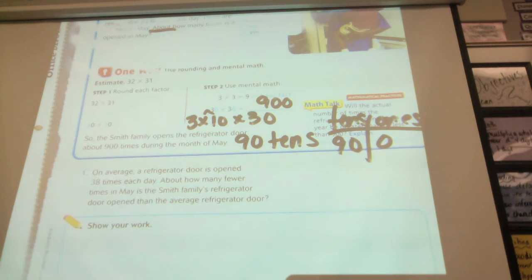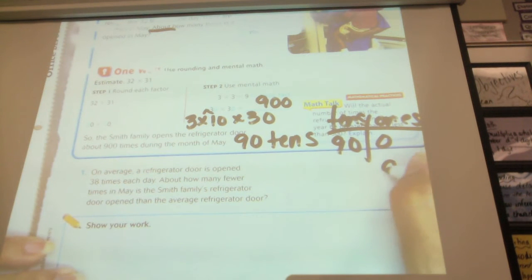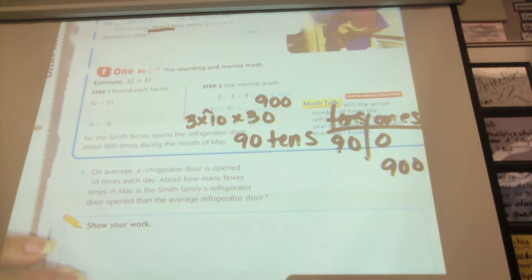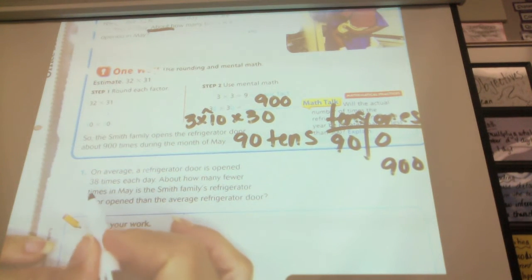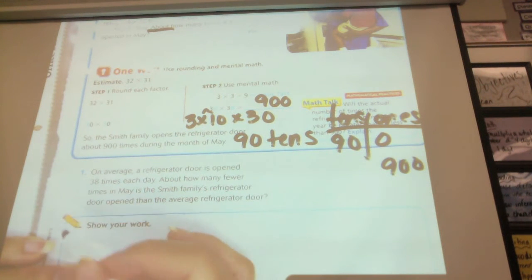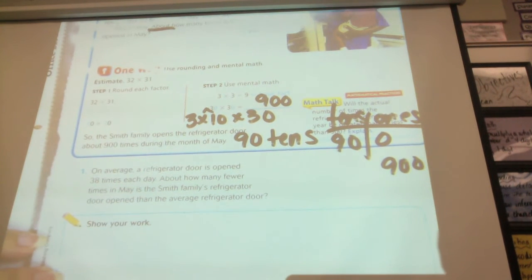Sorta. All right. On average, a refrigerator door is open 38 times each day. About how many fewer times in May is the Smith family refrigerator door open than the average person? So the Smith family has about 900 times. The average family has 38. What would 38 round to?